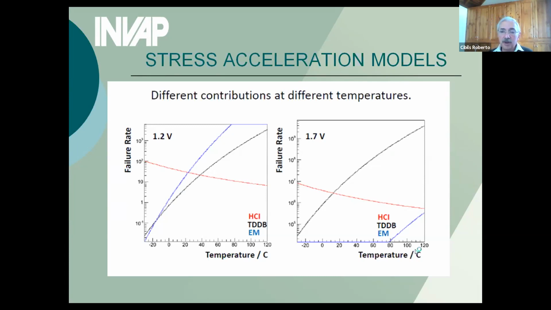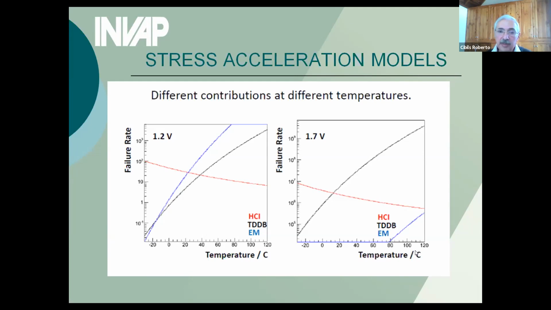reliability of these components. So what you see here in these two graphs are three of the four mechanisms of degradation of these devices. And you can see three or four very important things. The red line is for one of the mechanisms, HCI, that in old technologies was not as important as today. This mechanism works in a completely different way. That is, low temperatures make it more significant in the calculation of the failure rate.